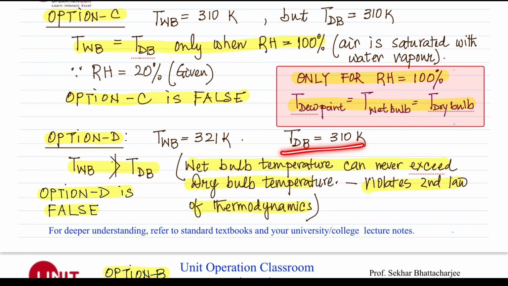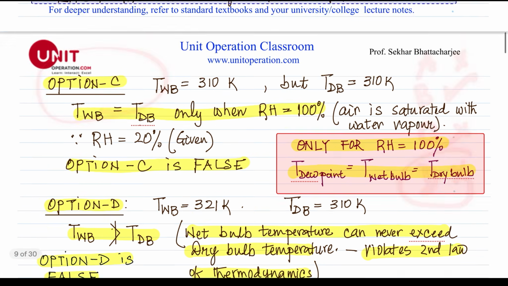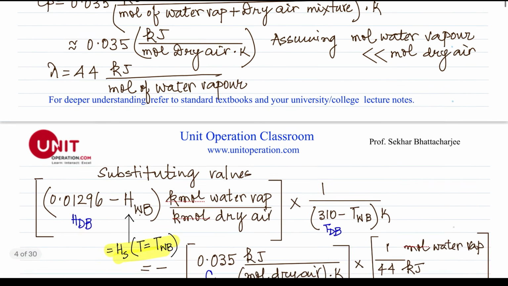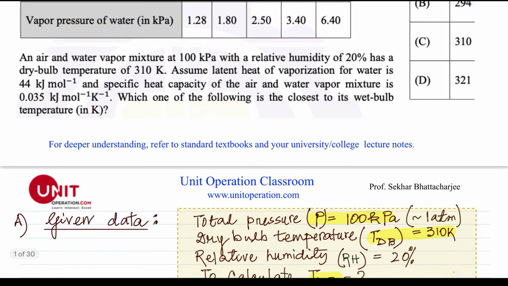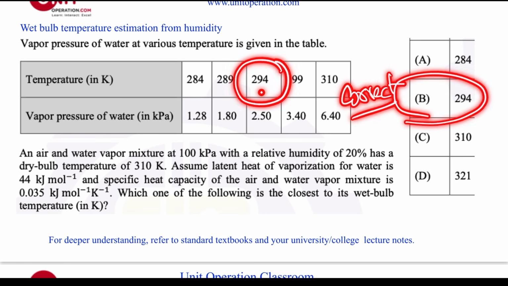That, of course, is not possible because that will violate the second law of thermodynamics. So option A we have seen is not correct. Option B is true. Option C is not correct, as we've seen here, and option D is also not correct. Okay, so the correct option is, of course, B. B is the correct option. That is 294 Kelvin is the correct wet bulb temperature.